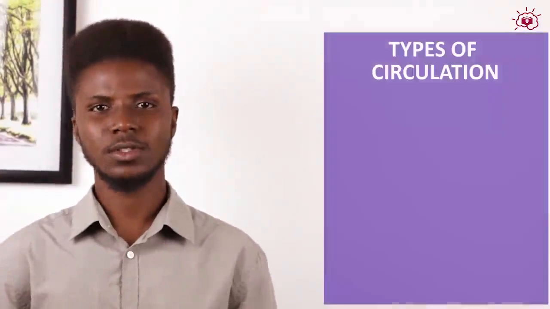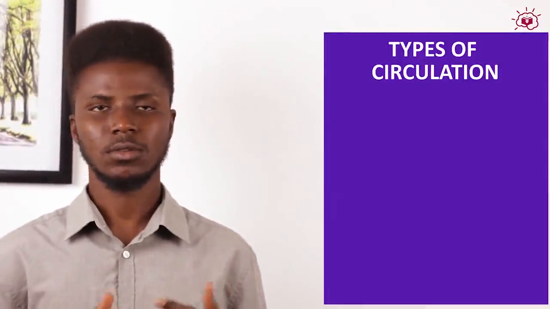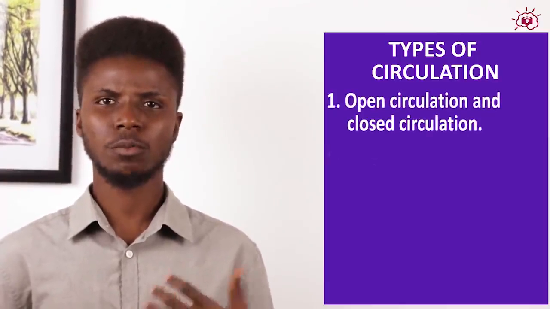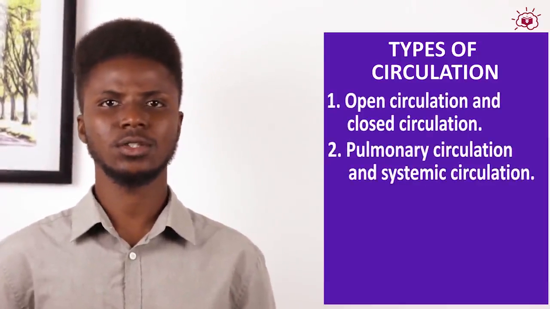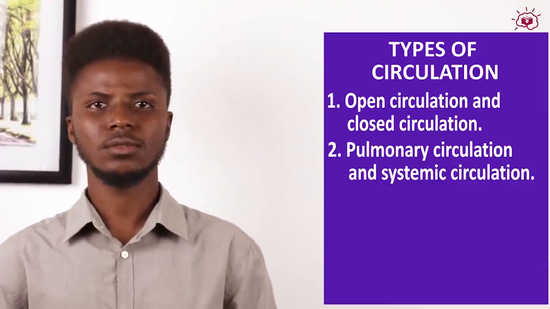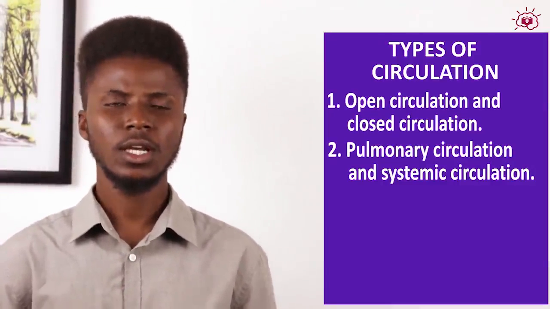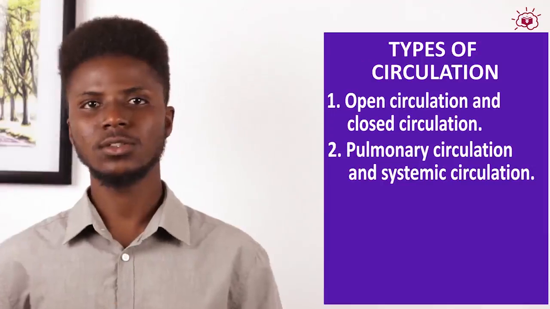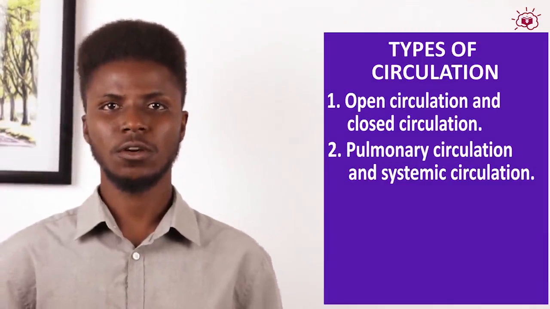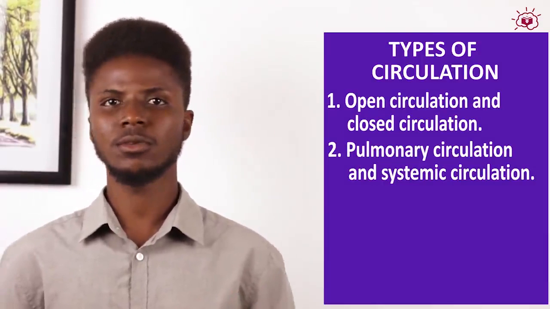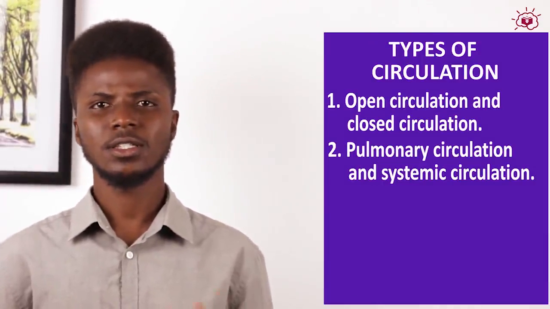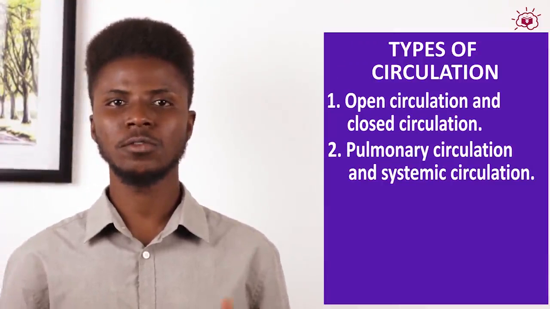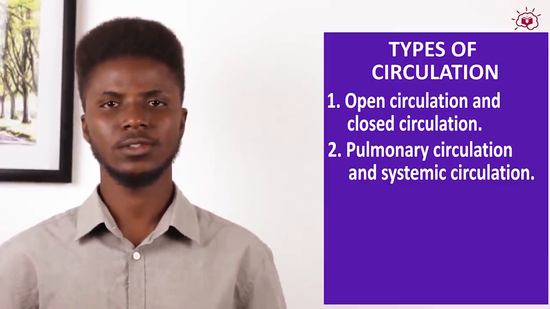Now we'll be moving to types of circulation. We have open circulation and closed circulation. Then we also have pulmonary circulation and systemic circulation. In open circulation, blood moves out of the heart and goes directly into other body parts without the use of blood vessels. You can see this mode of circulation in small, simple animals. For example, the earthworms and insects, where blood moves into open spaces known as hemocells.